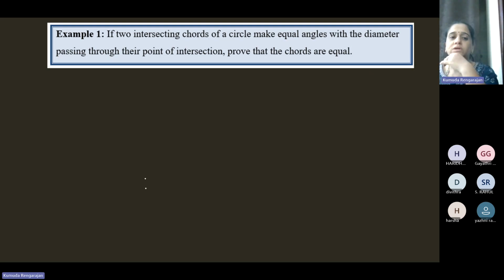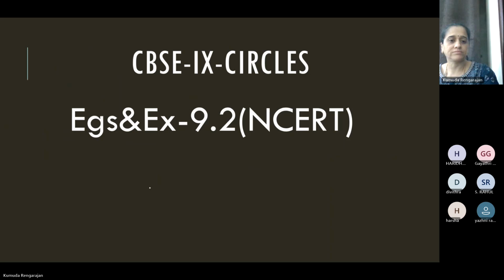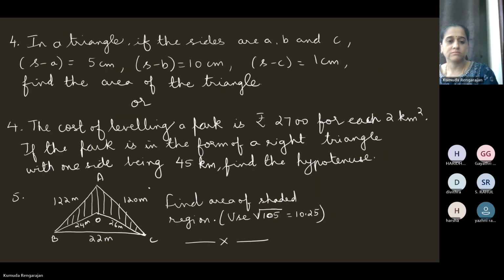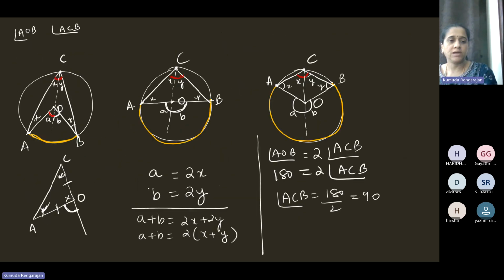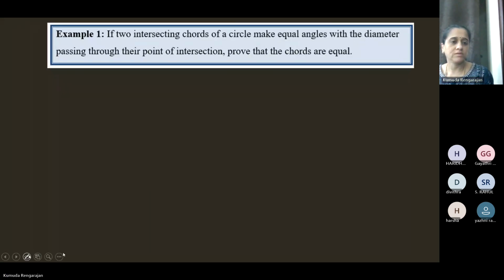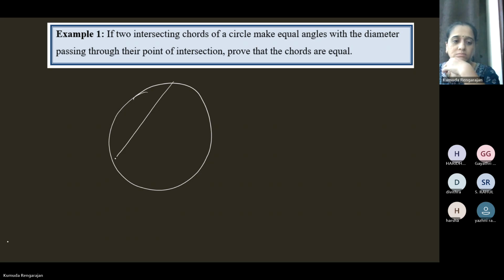So this one is: if two intersecting chords of a circle make equal angles. Okay, what is this? This is exercise 9.2, the first example. If two intersecting chords of a circle make equal angles with the diameter passing through their point of intersection. This is the point of intersection of the two chords.